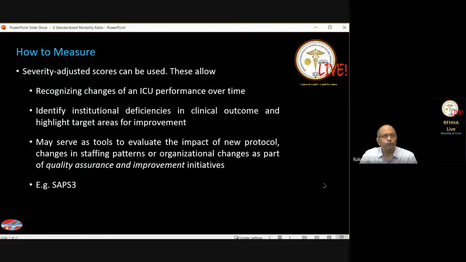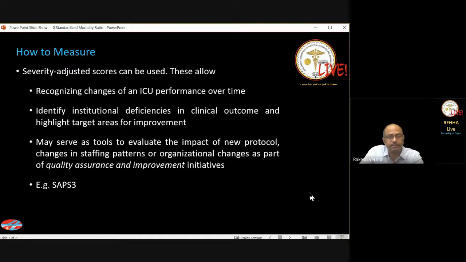We can also use severity-adjusted scores. So instead of risk-adjusted scores, that is a different ball game altogether. I am simply mentioning it here because there are such scoring systems available where the severity adjustment is done rather than the risk adjustment. The standardized mortality ratio is a measurement that only looks at the risk adjustment. So for the severity-adjusted one, the example is a scoring system called SAPS 3.